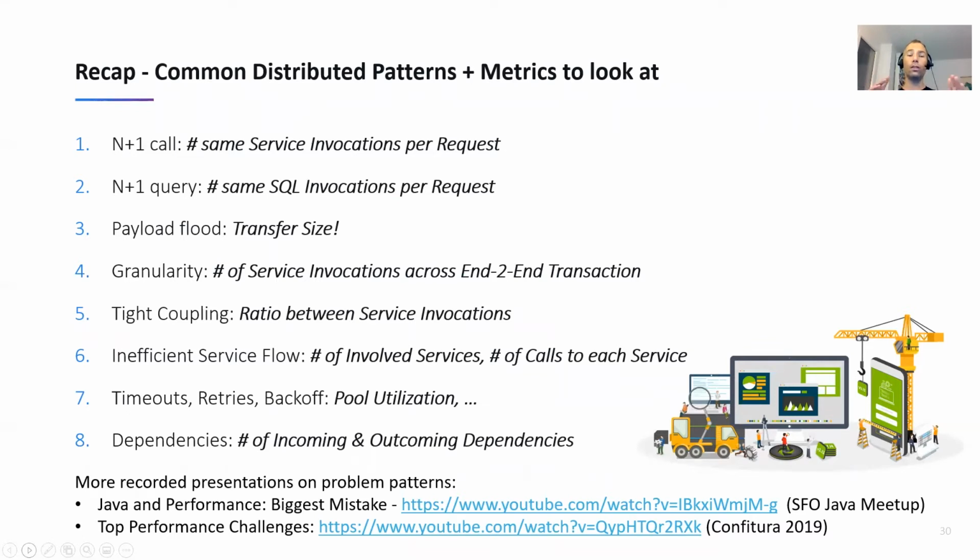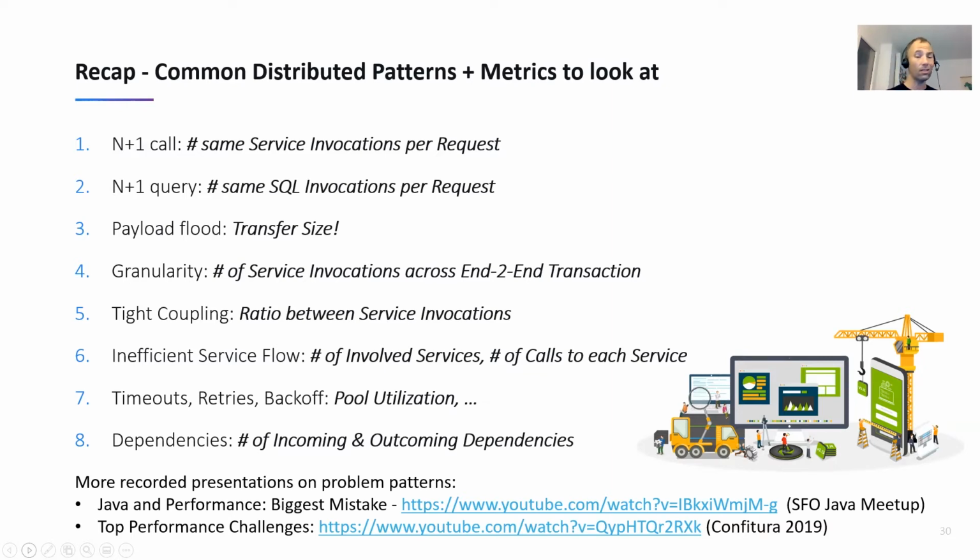Reminder, if you want to see a more detailed presentation on all these patterns and the metrics, check out these two recordings, and there are also some blogs out there from me. Just Google maybe for top performance problems and my name, and then you'll find a couple. And there are also other people that have obviously talked and blogged about this.